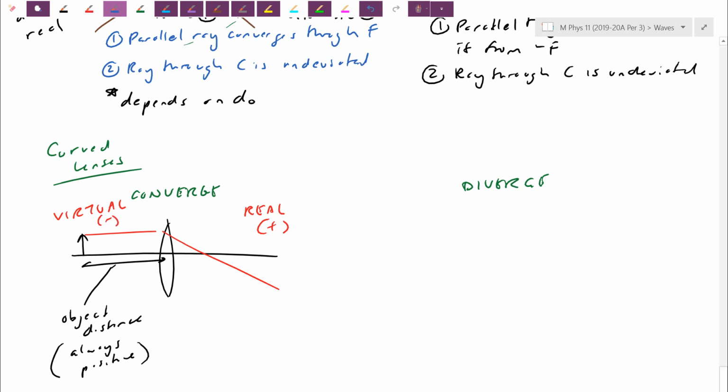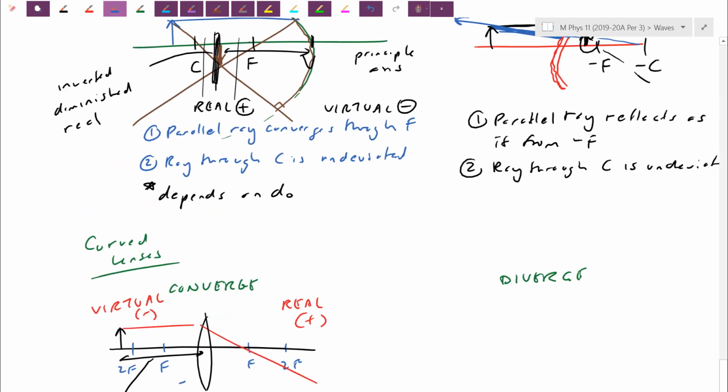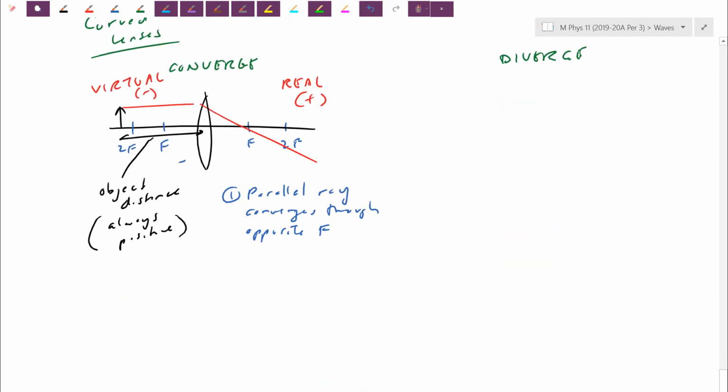Again, you can look at your ray diagrams here. We're going to draw two rays just for convenience. We can have a focal, we can have a 2F, we can have a focal on the other side and a 2F here. What we're going to have here is, again, a parallel ray converges through, let's say, the opposite F, the F on the real side. So there's my parallel ray, it goes through F. The ray that's undeviated is actually the one that goes through the vertex.